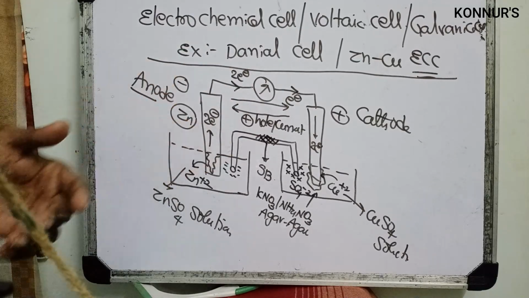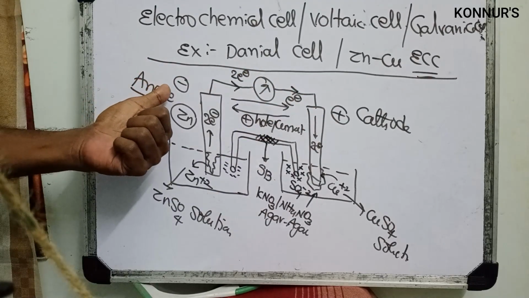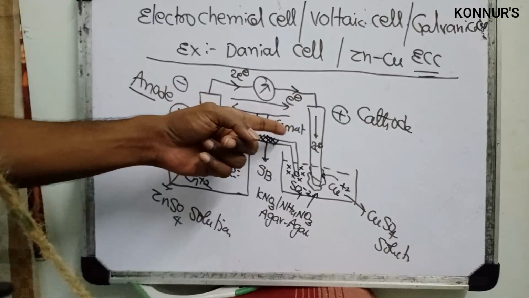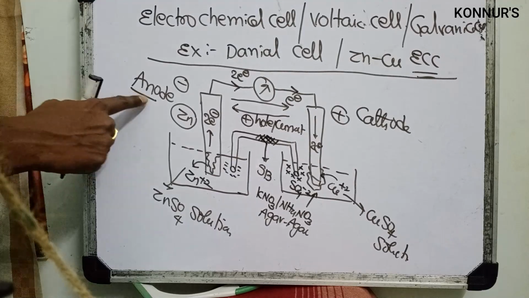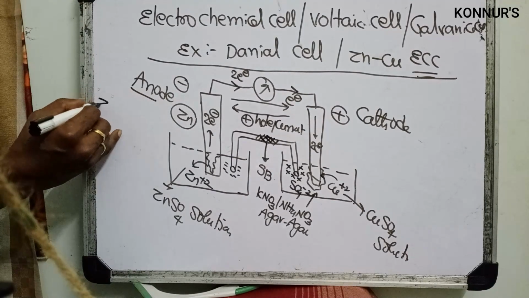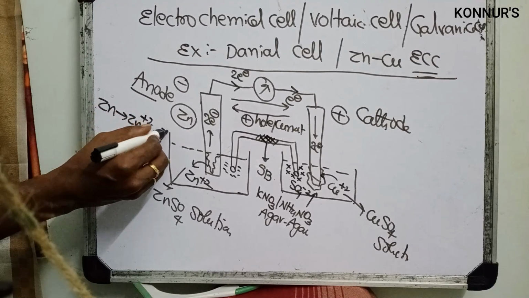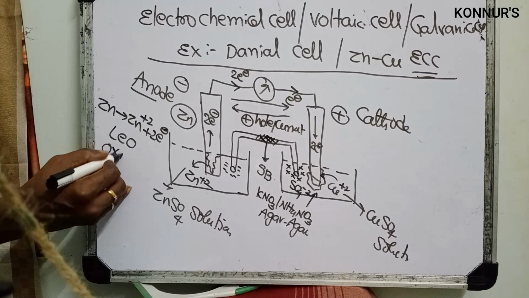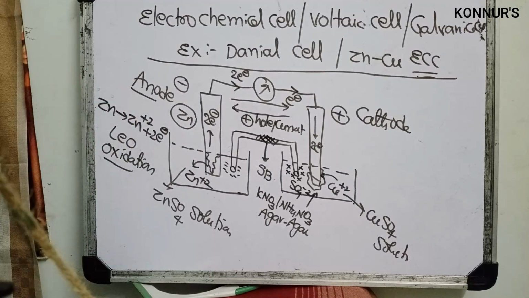In your entrance exam, they will ask which is anode, which is cathode, which is negative charge, which is positive charge, where the electrons are moving, where the current is moving. Next, at anode what happens? Zinc becomes Zn plus 2 plus 2 electrons. So it is a loss of electrons, which you call oxidation. So at anode oxidation takes place, the sign is negative.